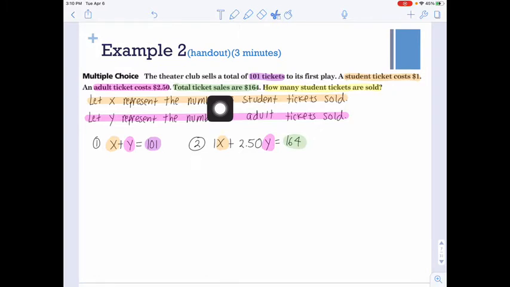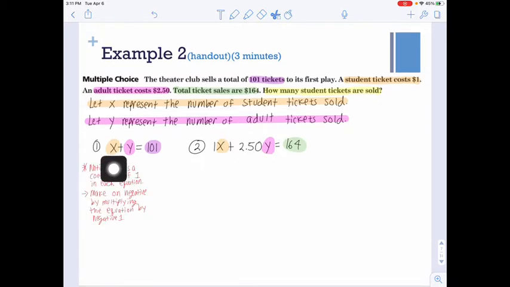We also know that ticket sales were a total of $164. Every student ticket costs $1, so we'll get 1 times X, the number of tickets sold, for the total of the student tickets. Each adult ticket costs $2.50, so 2.5 times the number of adult tickets, Y, will give us the total for the adult tickets sold.